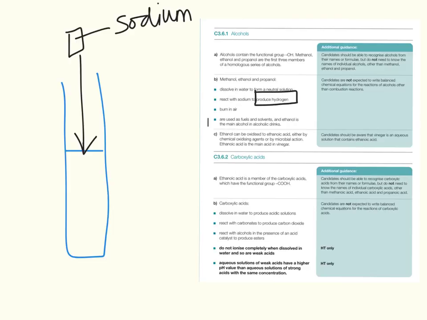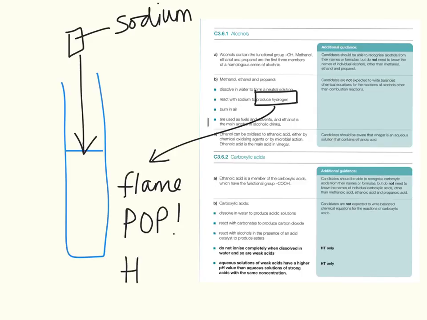Now, you should know how to test for that gas. So if you're unsure as to what gas you are making, you would source a flame. You'd hold the flame just above where the gas is being produced, and if you hear the classic pop, then you know that you've got hydrogen gas.